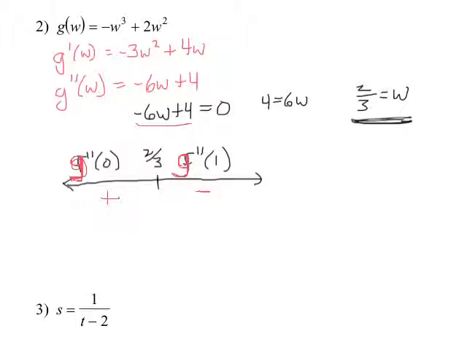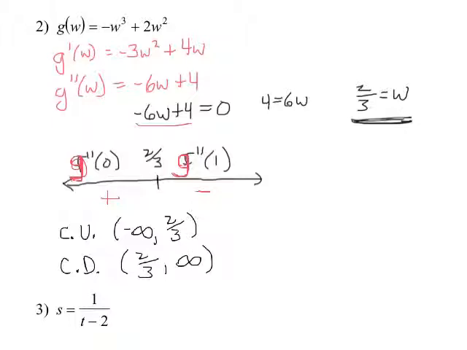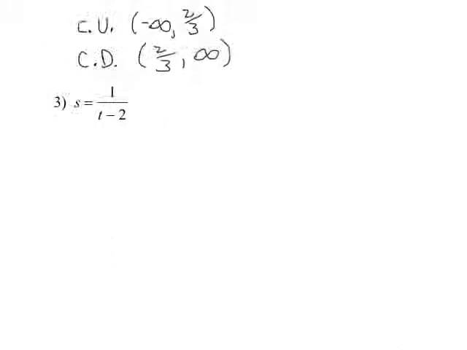What that tells us is we are concave up from negative infinity to 2/3, and we are concave down from 2/3 to positive infinity. So polynomials are pretty straightforward. When you have degree 3, then you'll have one piece that's concave up and one piece that's concave down. So let's take a look at another example. Problem number 4, which is on the next page.